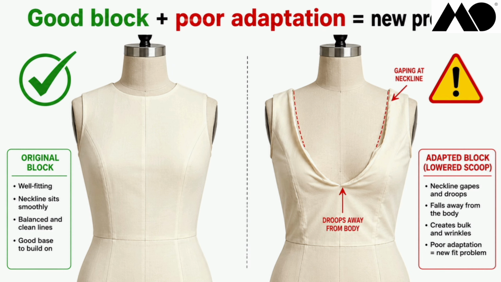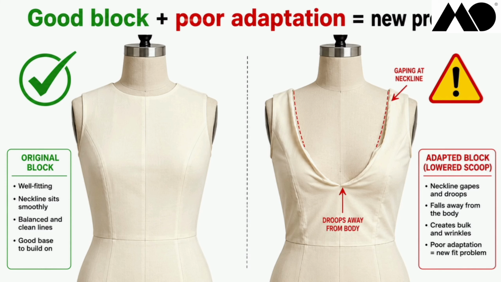This is why we need to separate a block problem from an adaptation problem. And I talked about this in one of my previous videos. So if the original neckline already gaped before you changed anything, then yes, you may need to check the block. But if the neckline only started gaping after you lowered, widened, or reshaped it, then the problem is probably in the adaptation. So the pattern did not fail because it was useless. It failed because the new design needed extra control.